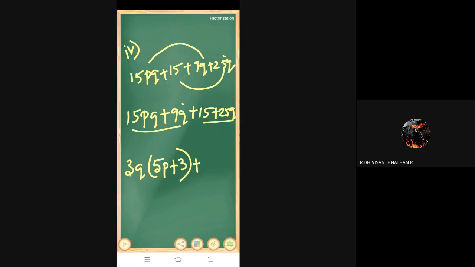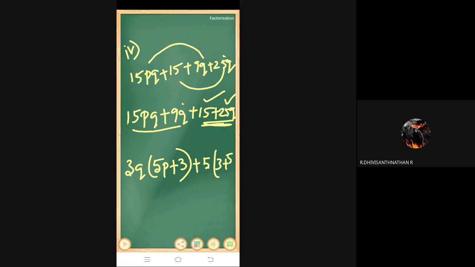Plus here, out of 15 and 25, both will come in the fifth table. Fifth table, this how many times? 3 times. Here this how many times? 5. Will you get the answer? Please tell me. From these two, will you get the answer?